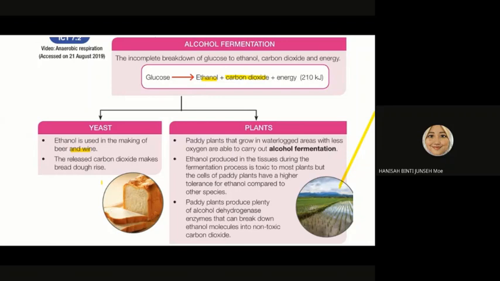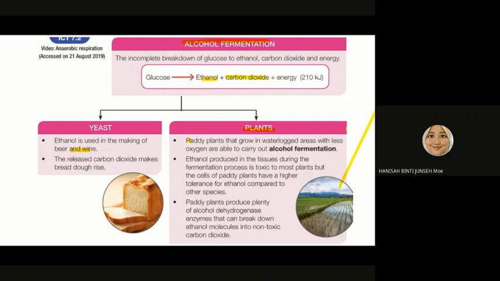So actually, the rise of the bread comes from the carbon dioxide. Okay, so the second example of alcohol fermentation happens in plants. For example, paddy plants. Pokok padi lah, tumbuhan padi. Paddy plants grow in waterlogged areas. Waterlogged areas means yang kawasan yang berair, waterlogged areas.